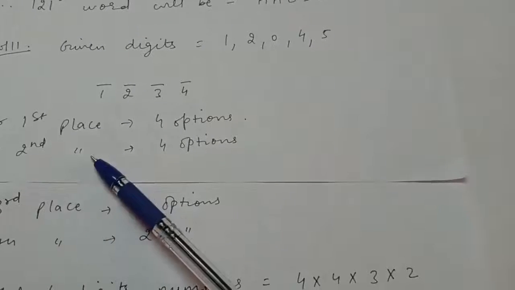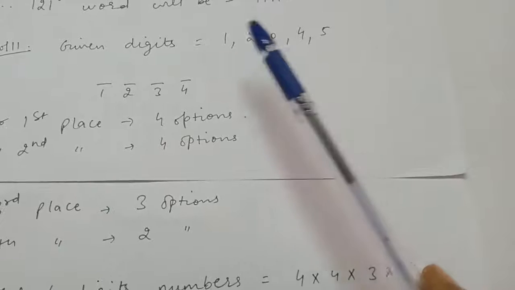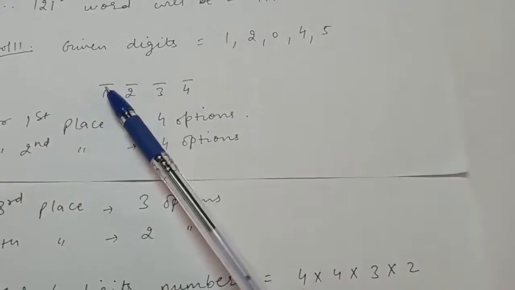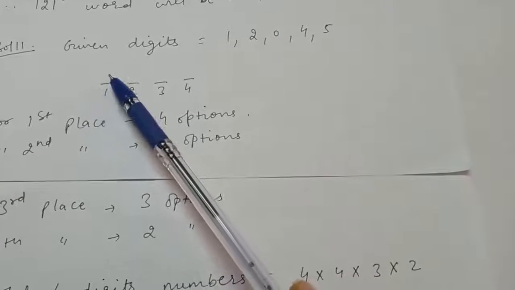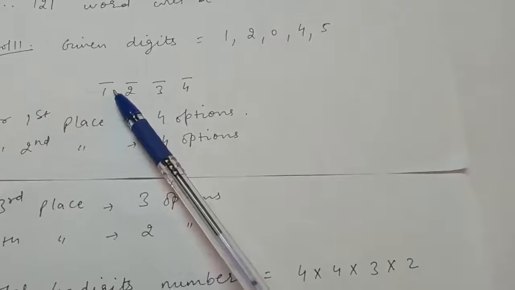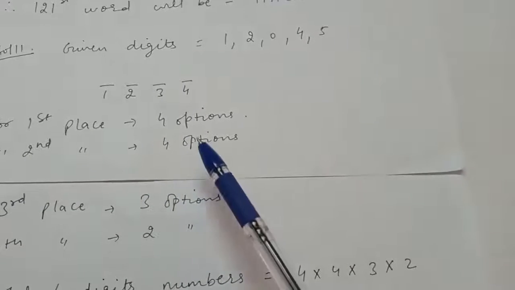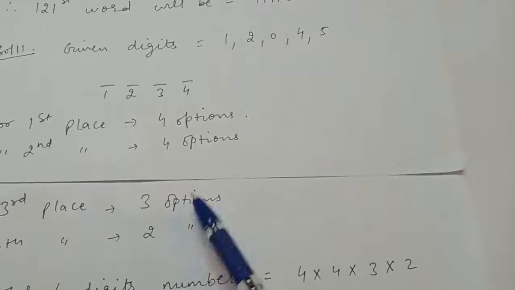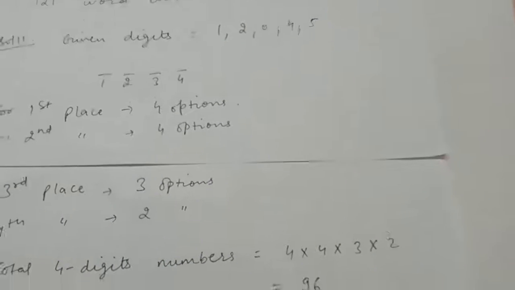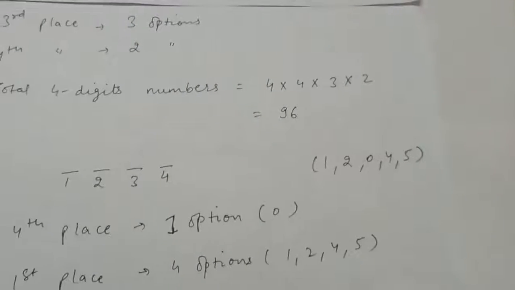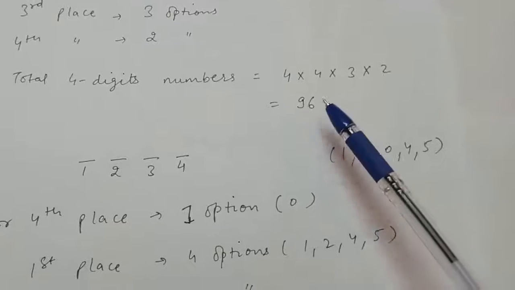Now see for the second place. In total we have 5 digits. 1 digit has been used at the first place, right? Now out of 5, 1 digit has been used here, and because digits can't be repeated, the second place also has 4 options. Then for the third place, 3 options. At the fourth place, 2 options. So the total 4-digit numbers which can be formed are 4 into 4 into 3 into 2, that is 96.